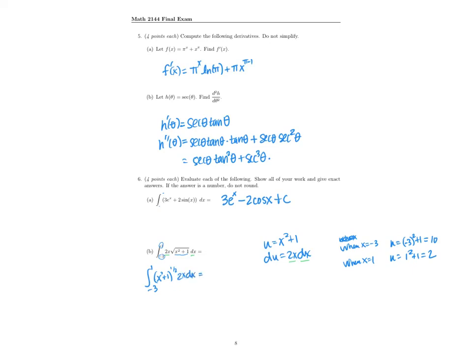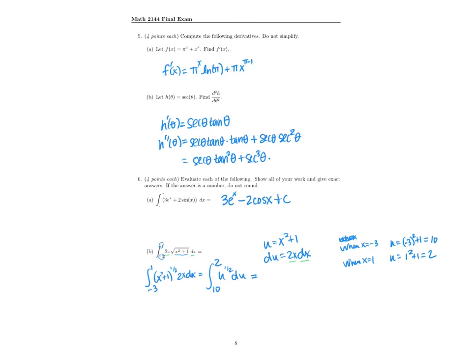So now let's convert everything over to u values. So I saw before that when x is -3, u is 10, and when x is 1, u is 2. So my bounds are now u values. And then I have u to the 1/2, and then 2x dx I can replace with du. And so now everything is in terms of u. So I can just go ahead and evaluate this integral.